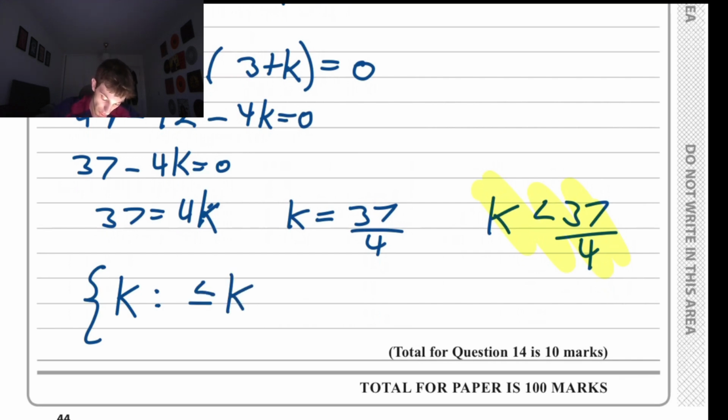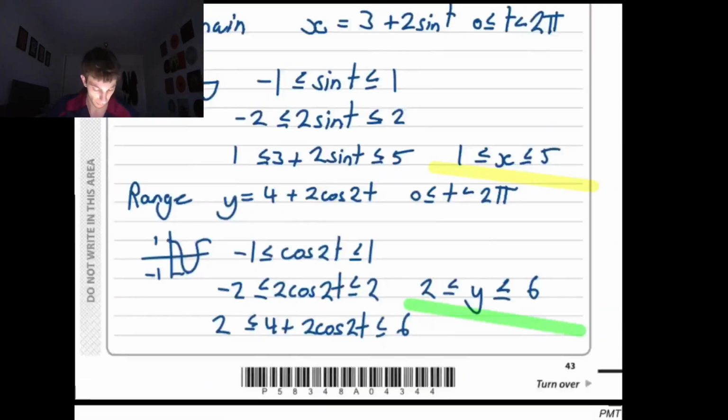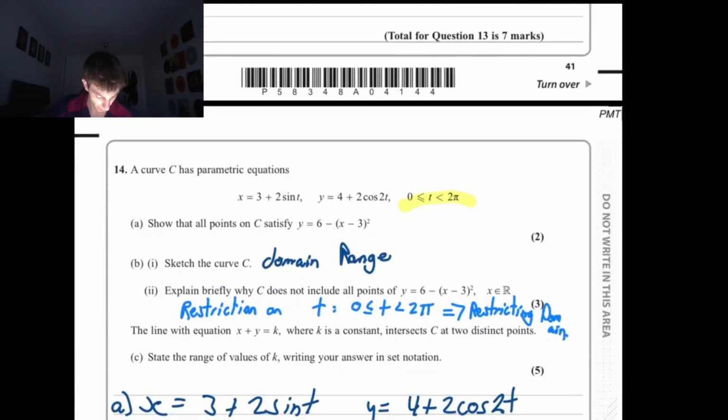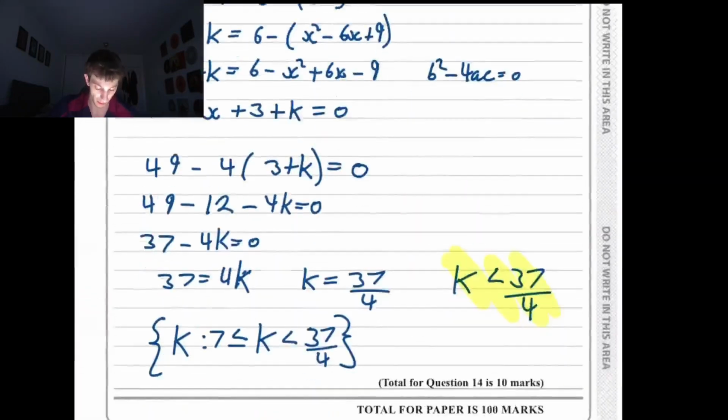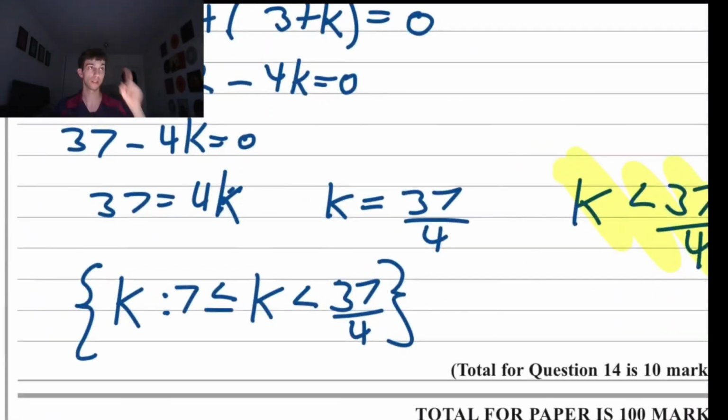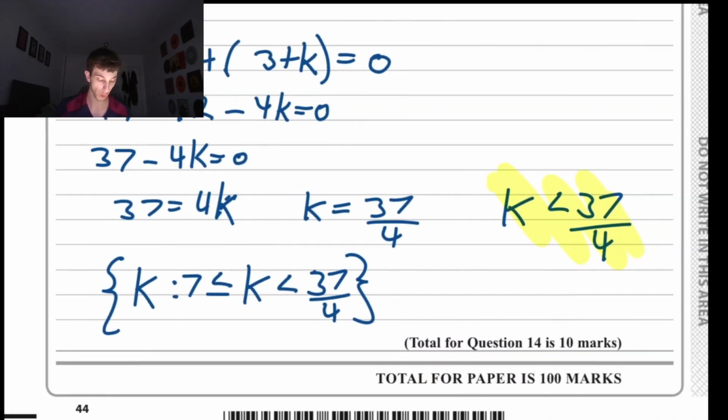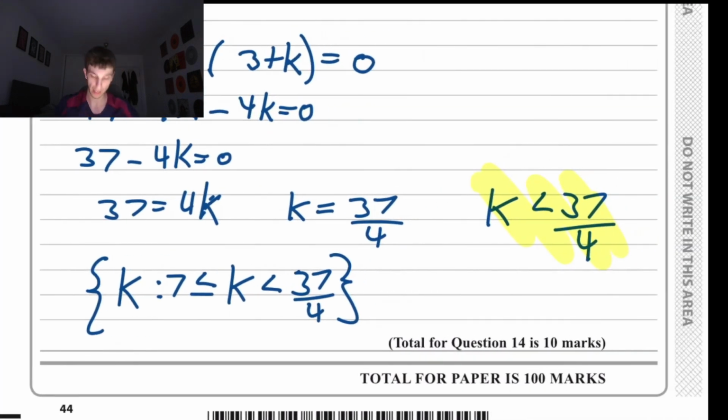So we have that k must be larger than or equal to 7 and strictly less than 37 over 4 in order to intersect that curve C, I believe it was curve C, twice. Quickly check that. Curve C, the negative quadratic. Yeah, intersect C at 2 distinct points. So we have in set notation the set of k's, squiggly brackets, such that, and then we just do our normal inequality. K is larger than or equal to 7 and less than 37 over 4. And that is 2018 paper 1.